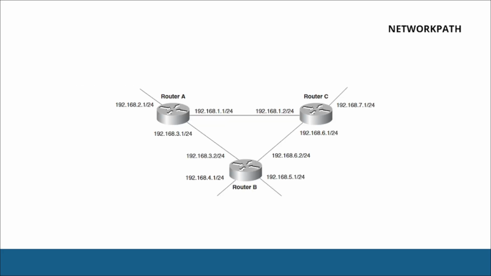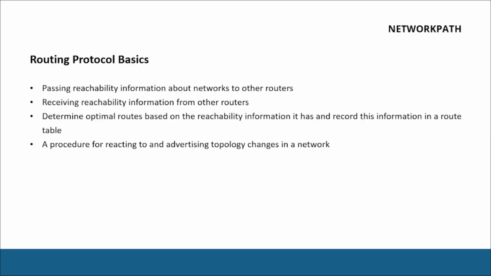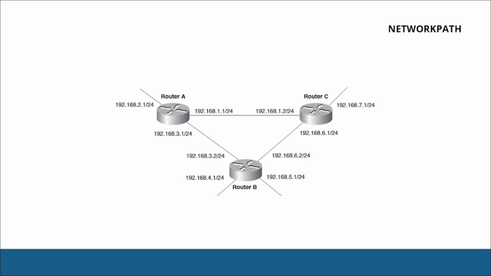Okay. Now this is the topology. Let's say this router A, we can see that there's 192.168.2.1/24. That means 2.0/24 network is directly connected to router A. Similarly, 3.0/24 is directly connected to router A, and 1.0/24 is directly connected to router A. And what the first point says is passing reachability information about networks to other routers.